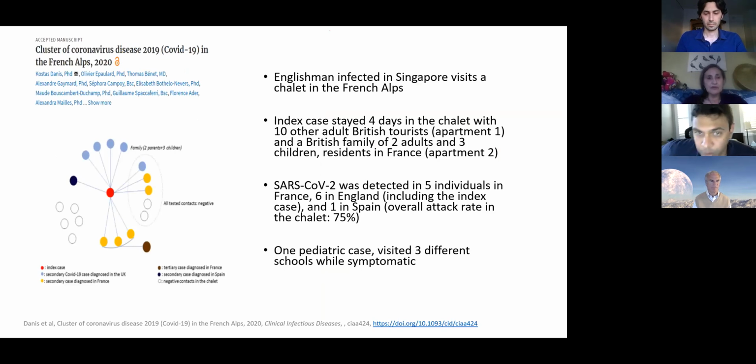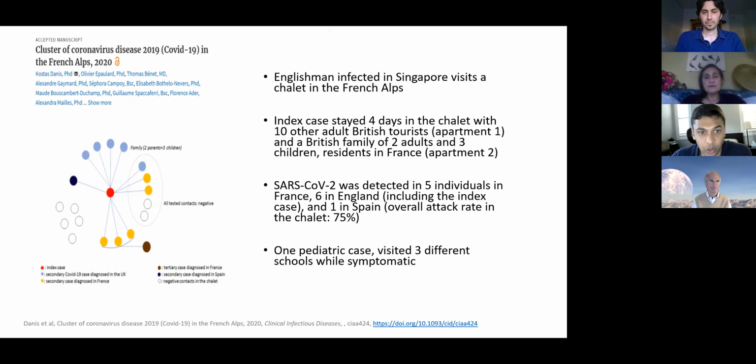Even when you look at super spreader events, it does seem that children tend to be less affected. This is a really important study that was published last year describing a Britishman who went from Singapore, got infected, and went on vacation in the French Alps in a chalet. And when he went on vacation, he infected 75% of the other occupants. One of those occupants was a child who was school-aged.